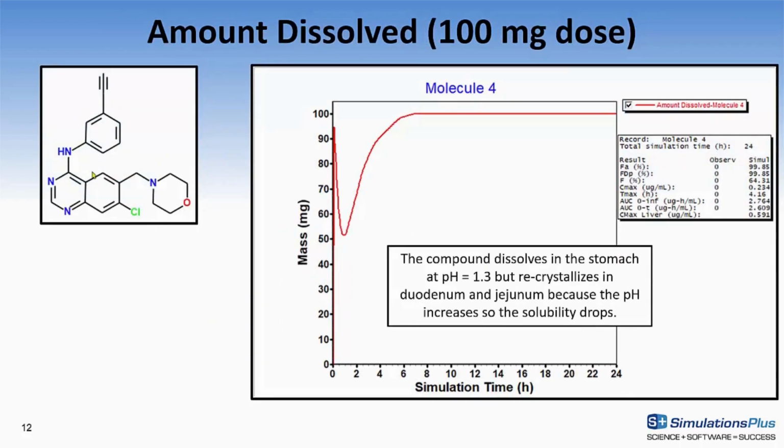And if we take this second compound with the morpholine ring and run a simulation at a 100 milligram dose, you'll see that in the stomach, because this is ionized heavily, and that increases the solubility, the amount dissolved goes up to, let's say, 95 milligrams, which is 95% of it dissolved. But then when it gets into the jejunum and duodenum, the compound actually precipitates, because it's not as soluble at this particular pH, because this isn't ionized as heavily.